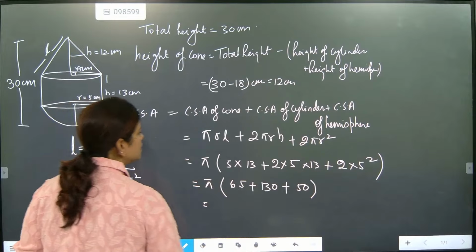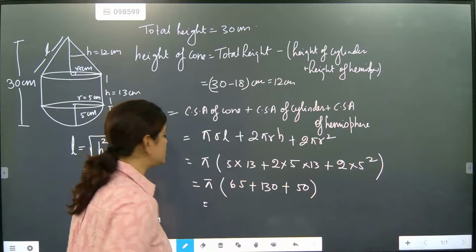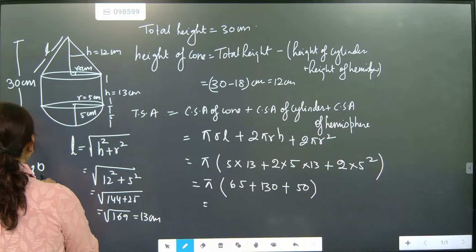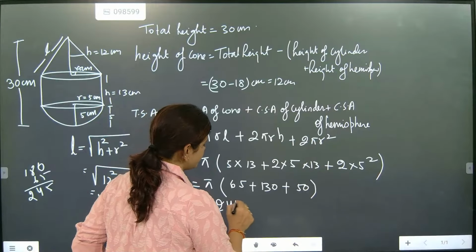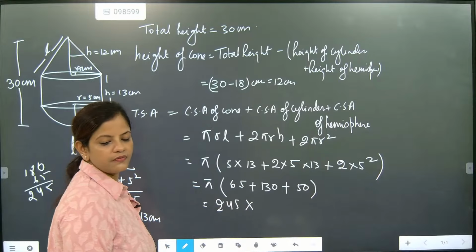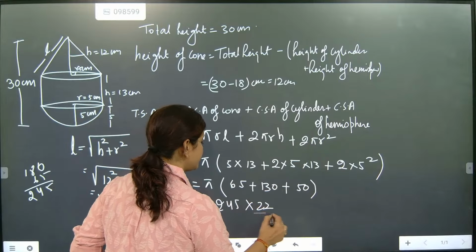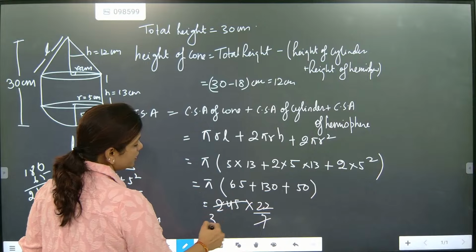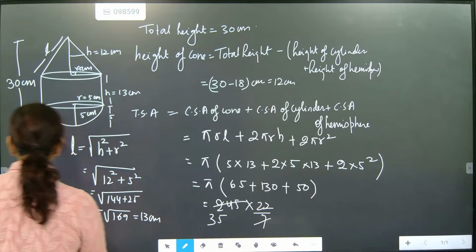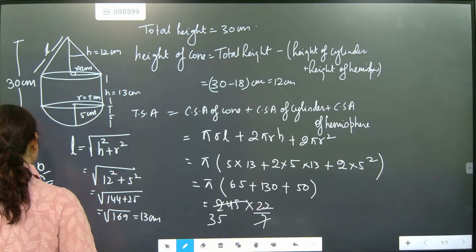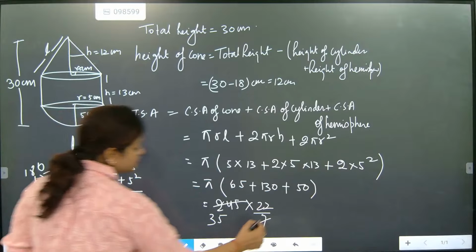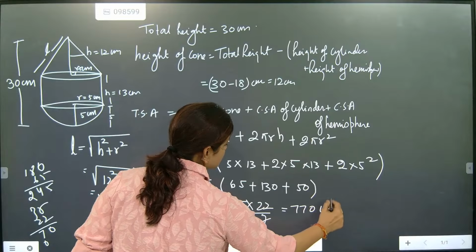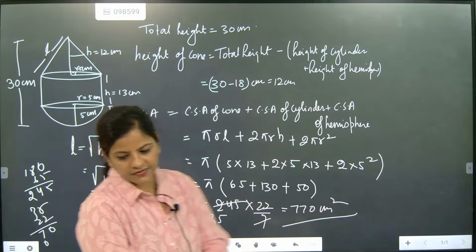So 130 plus 50 is 180, and 180 plus 65 is 245. So 245 into pi, which is 22 by 7. 7 times 35 is 245, so 35 into 22 means 770. Yes, absolutely, the answer is coming as 770.